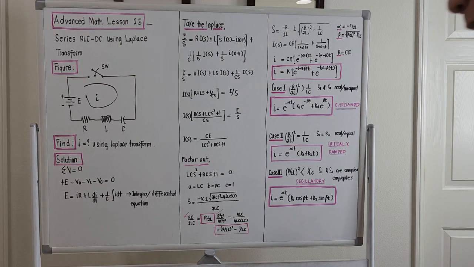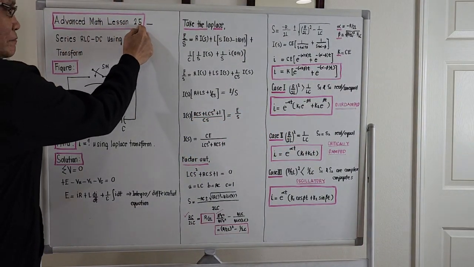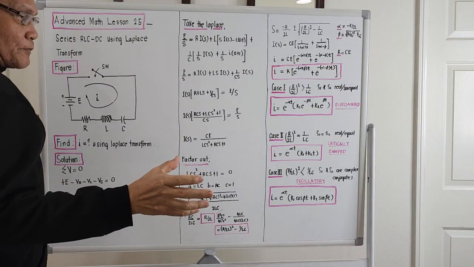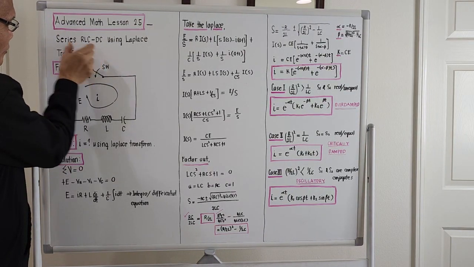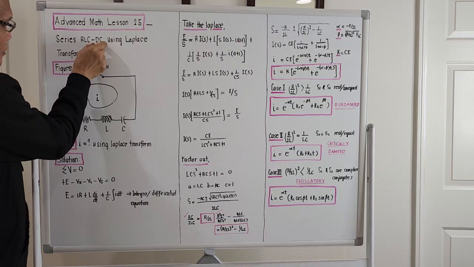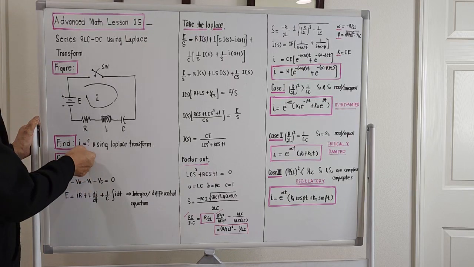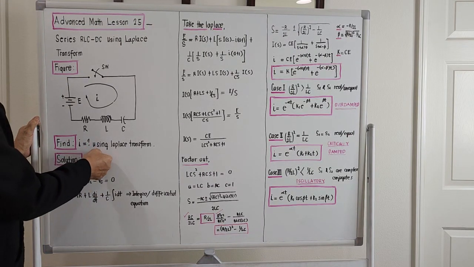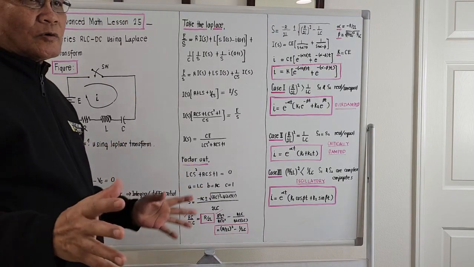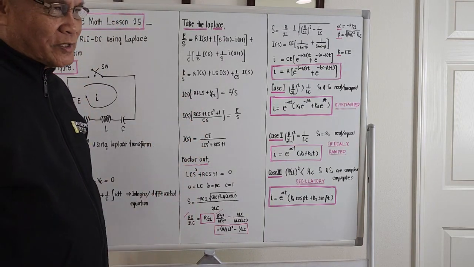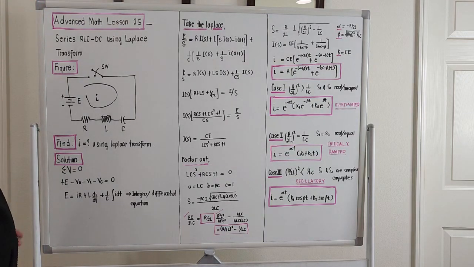Okay, let's proceed. My lesson for tonight will be Advanced Math, lesson number 25. The problem is a resistance, inductance, and capacitance connected in series, energized by a direct current source, and by using Laplace transform, we are asked to find current as a function of time. The previous solution is the so-called classical solution, which is a differential equation. Okay, let's proceed.